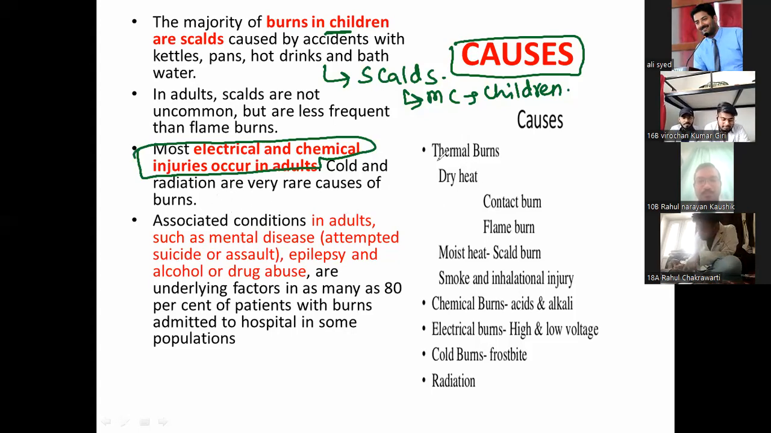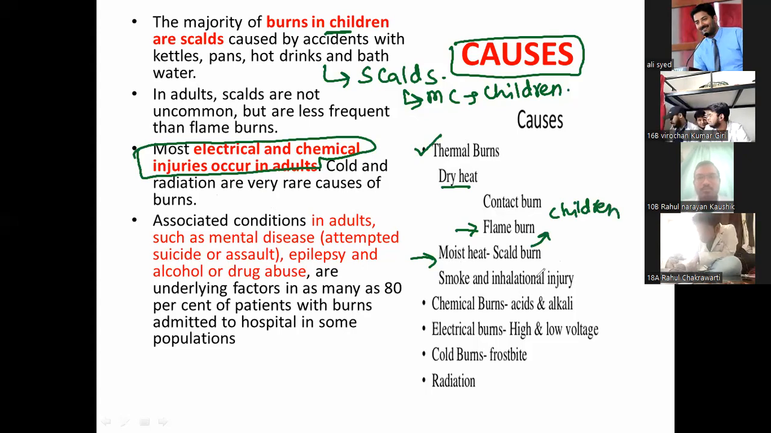Now coming to these injuries. It can be thermal injuries: dry heat, contact burn, or injury from flames. Moist heat, that is the scald injuries, which are most common in children. But important here is the smoke and inhalational injury. A very, very important point which you must remember.